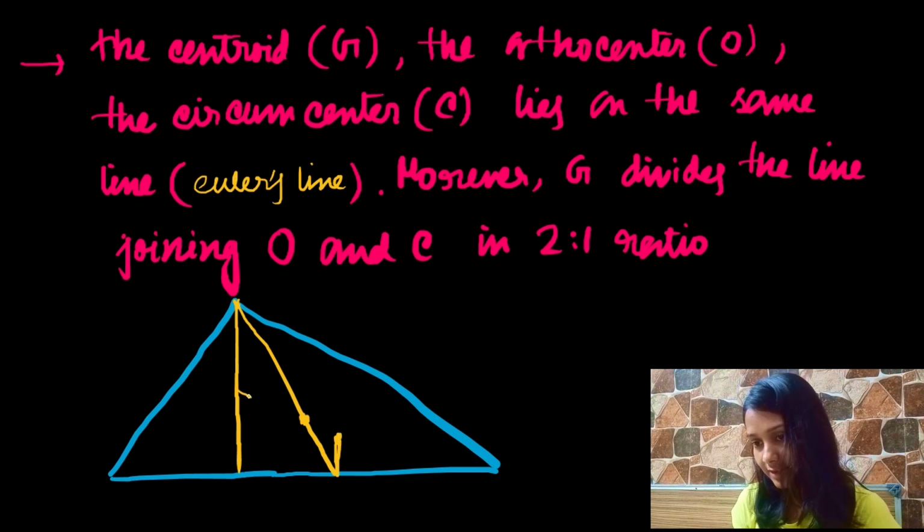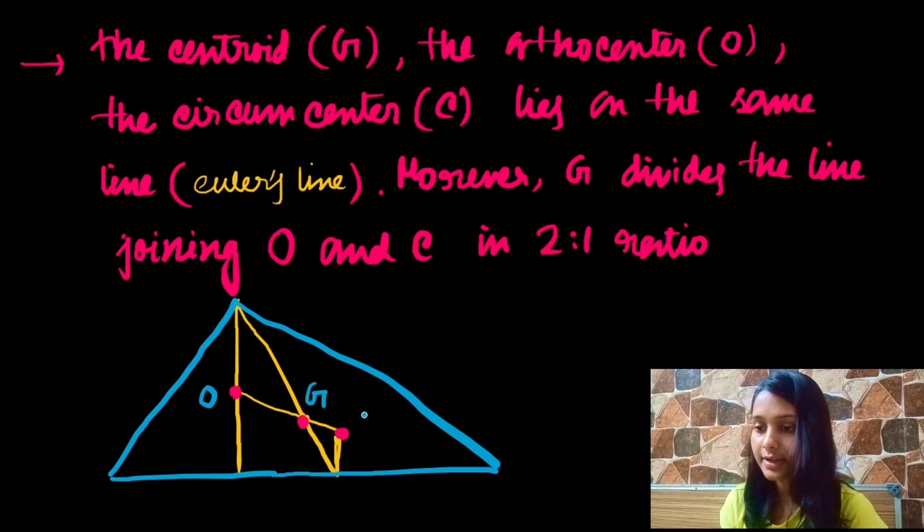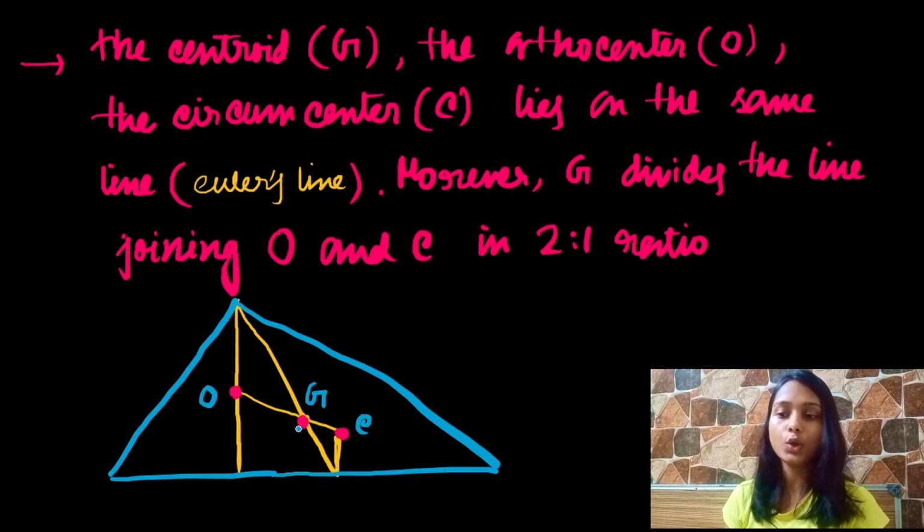So if we connect these lines, let me put it in some other color. So this one is the orthocenter, this one is the centroid, and this one is the circumcenter. So G divides this line OC into 2:1 ratio. So OG by GC equals 2/1.